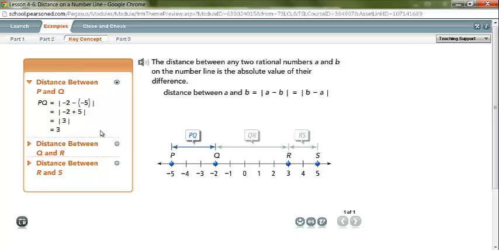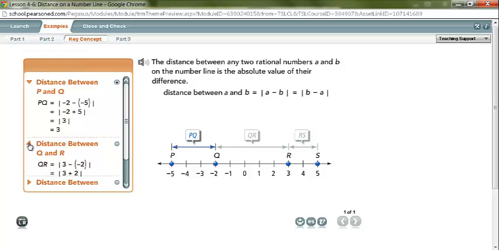So if we look at P and Q, we see that we have -2 and -5. So if I have -2 minus -5, that is -2 plus 5. The absolute value of that is 3, and the absolute value of 3 is 3. But what if I want to do Q and R?